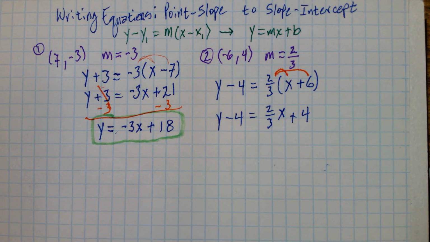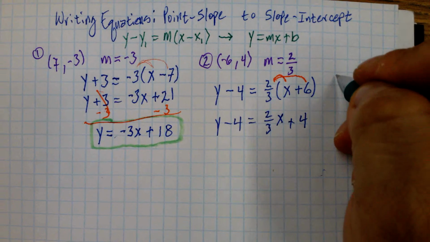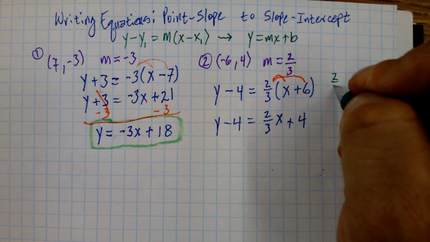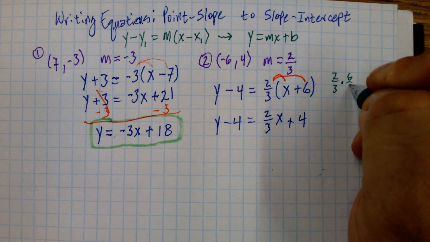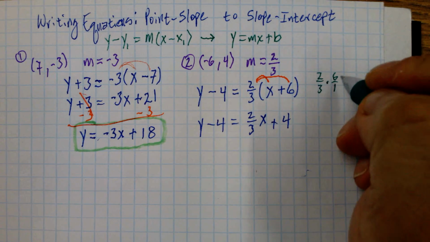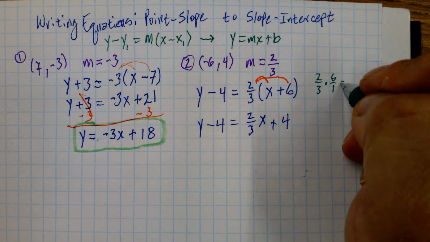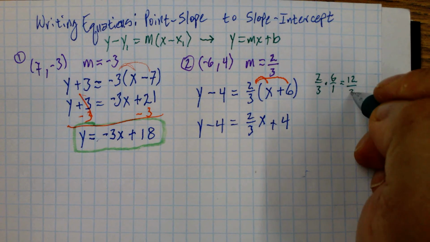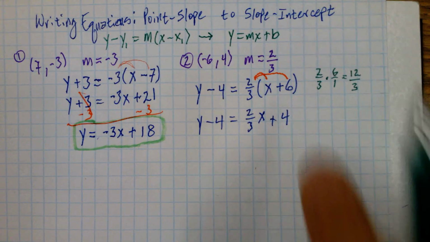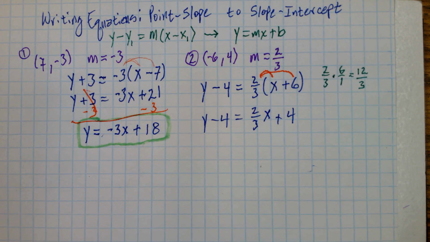Okay. If you're still a little stuck, you could always do just on the side 2/3 times 6 over 1. In that case, you would get 2 times 6, that's 12. 3 times 1 is 3. 12/3 becomes 4. Okay. So either way, we're good. It's 4. Okay, let's get rid of this minus 4.